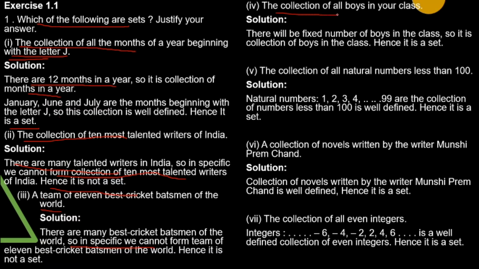Next, the collection of all boys in your class. It's obvious we have a fixed number of boys in the class. So it is a collection of boys in the class, a well-defined collection. Hence it is a set. Next problem, the collection of all natural numbers less than 100. We know the natural numbers 1, 2, 3, and less than 100 means we are not including 100. It is less than 100, not less than or equal to 100. So less than 100 is 99. From 1 to 99 we have these numbers, right? So this is a collection of numbers less than 100, which is well defined. Hence it is a set.